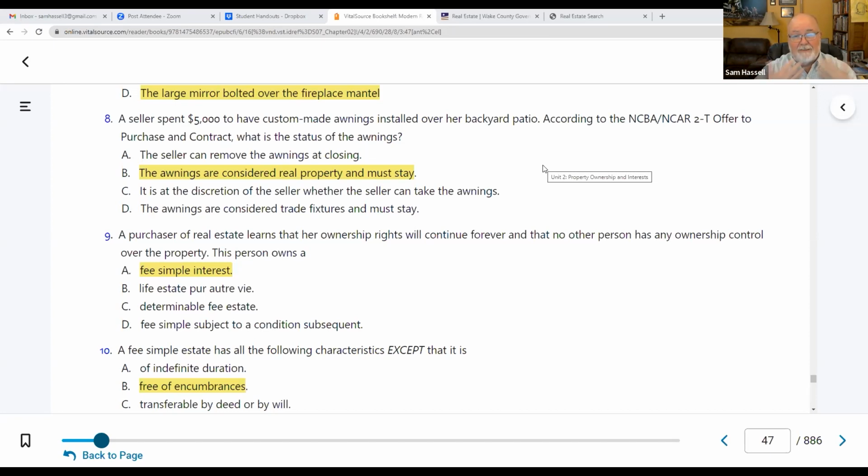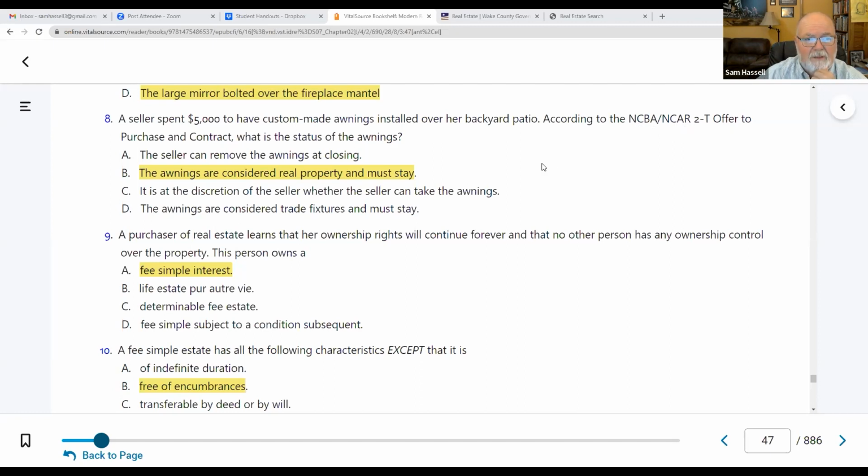This is the contract. This is the offer. Okay. So we might just say from now on the offer to purchase or the contract, it's all the same thing. It is the NCBA/NCAR 2T offer to purchase and contract. If I said that every time, we would waste half the class just going through the title of that stupid thing. So we're not going to do that. It is the offer to purchase, but just understand NCBA is North Carolina Bar Association. NCAR is North Carolina Association of Realtors.